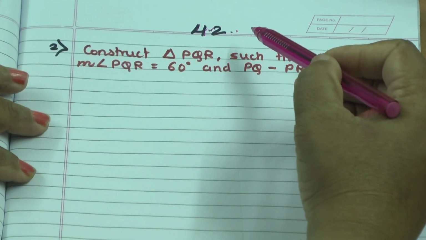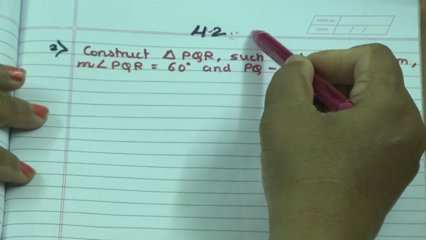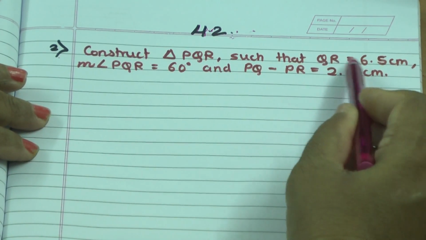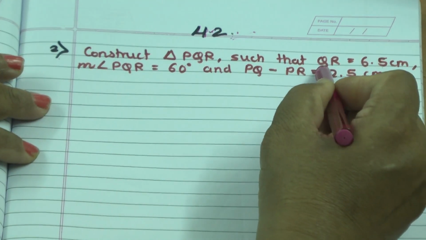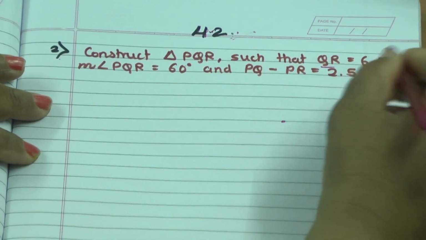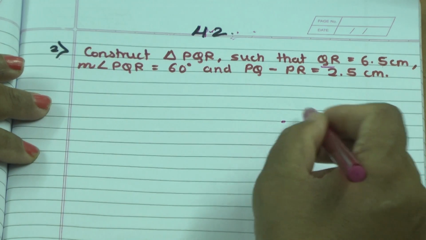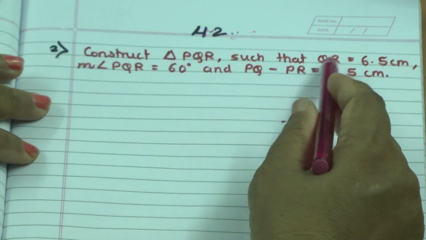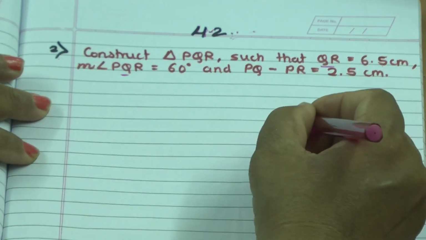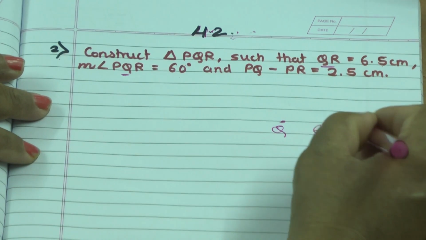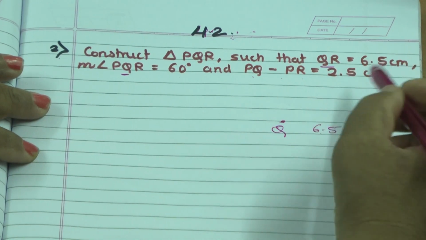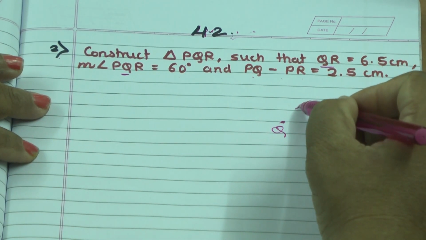Now we have, children, question number 2 from 4.2 exercise. We have to construct triangle PQR in such a way that QR is 6.5. So let's take 6.5. Let's see whether at Q or whether at R, the angle is mentioned. Yeah, the angle is mentioned at Q. So let me label it as Q and this is R. QR is 6.5 and PQ minus PR. That means my point D would be somewhere here, is 2.5.